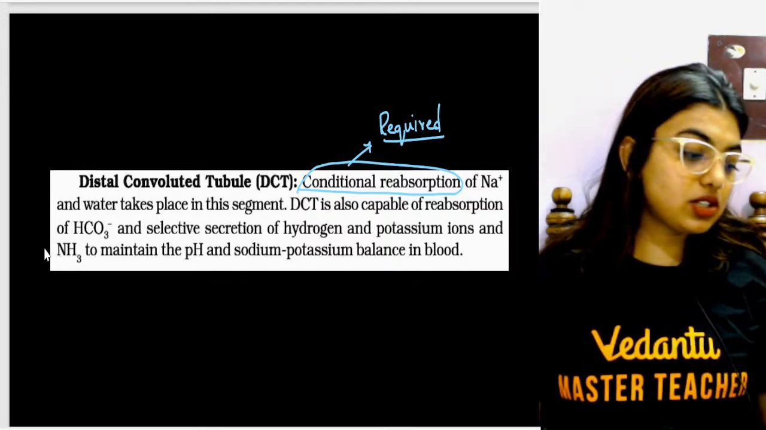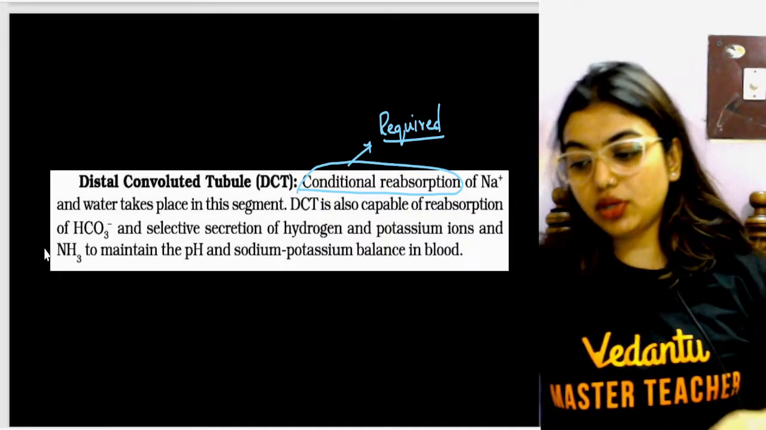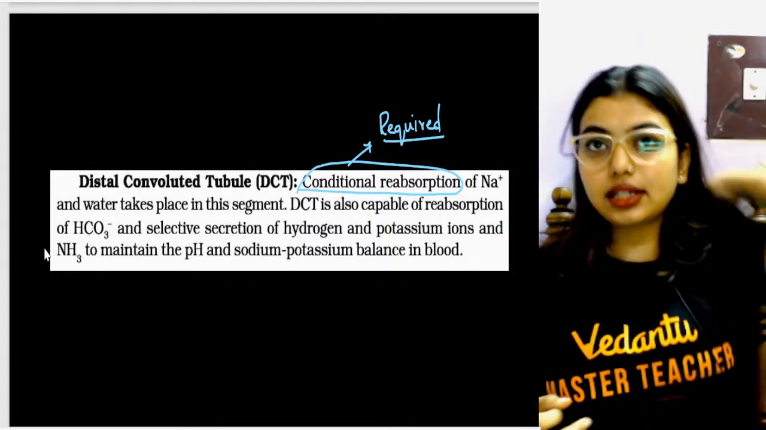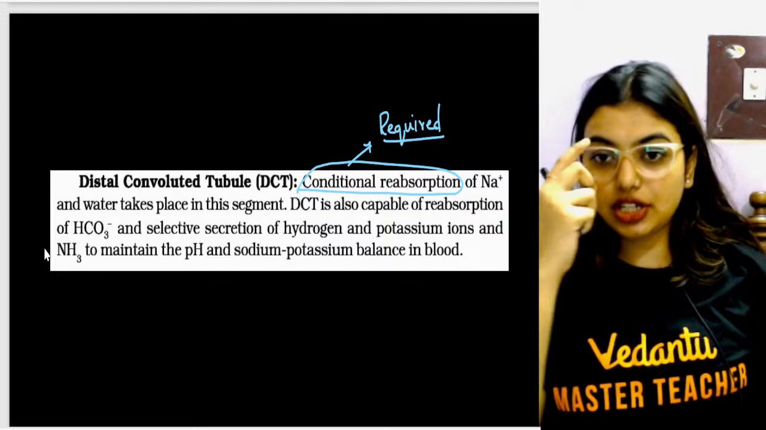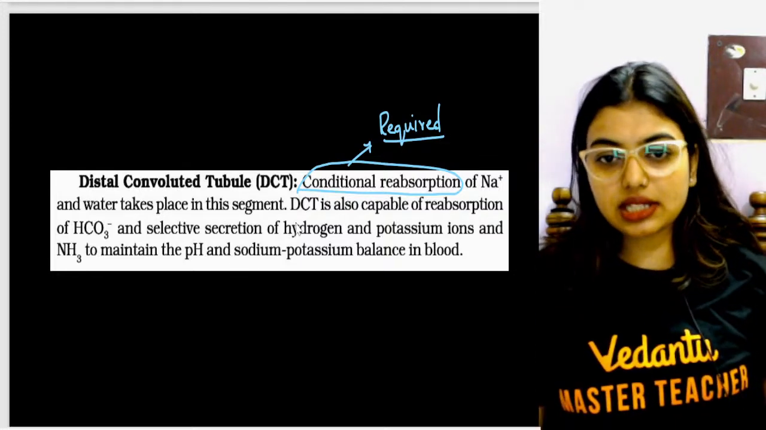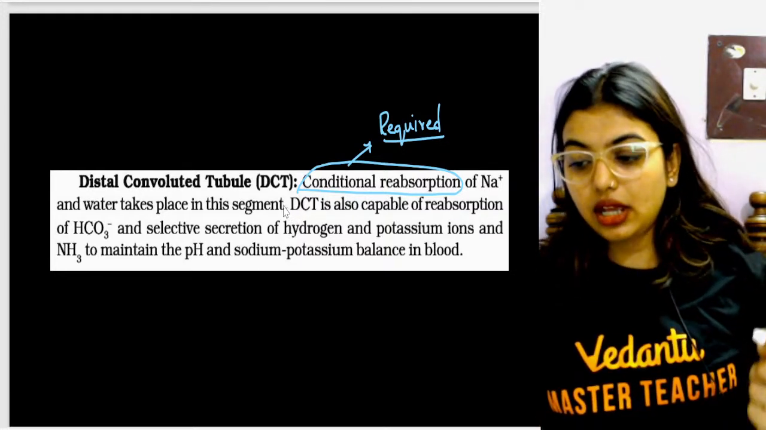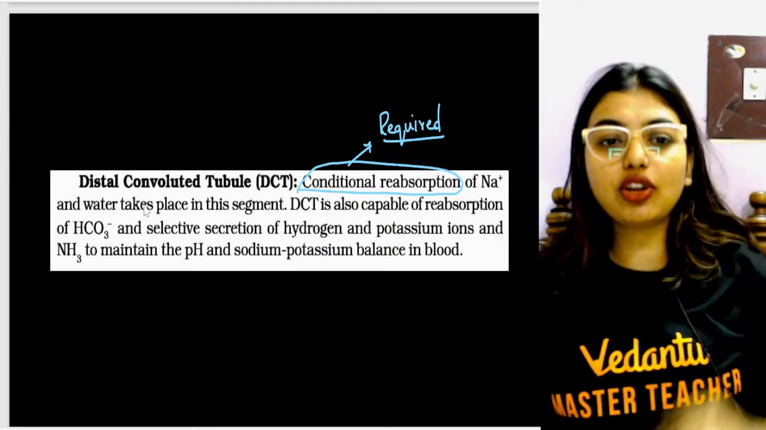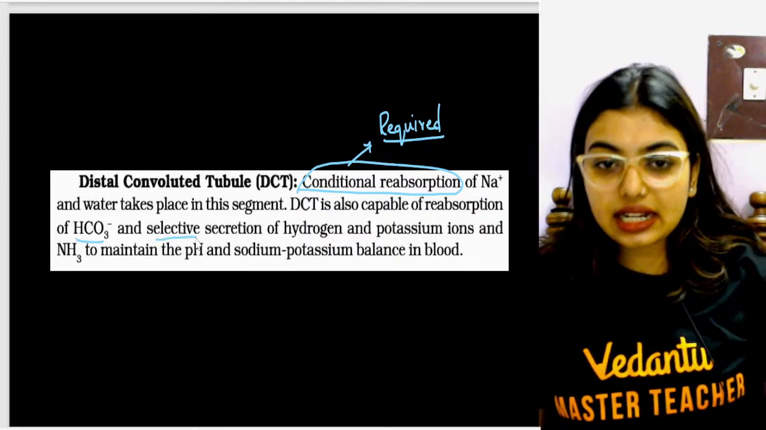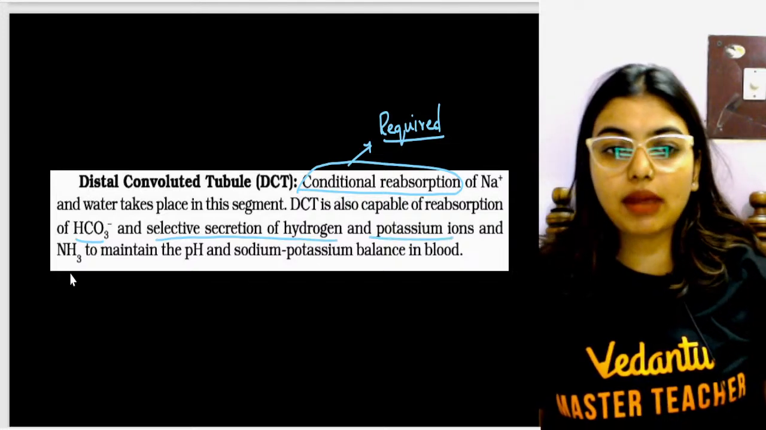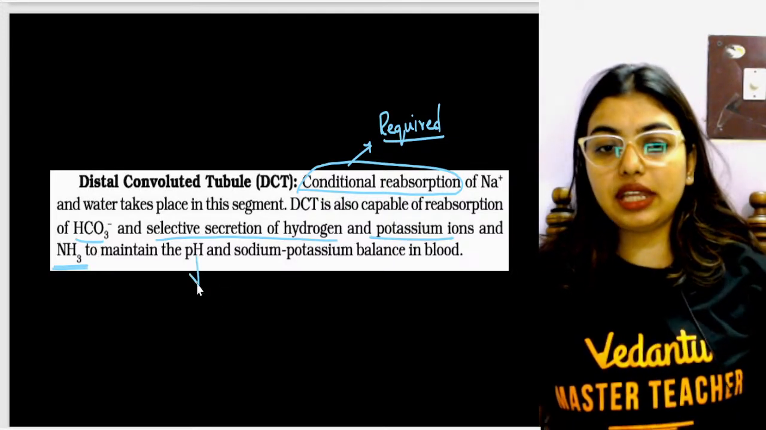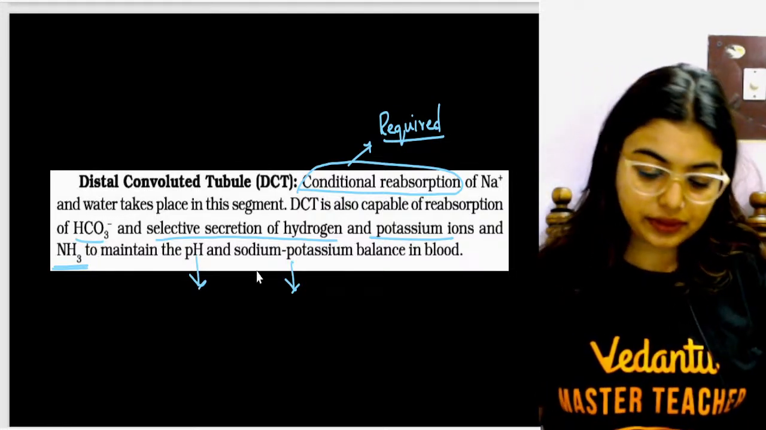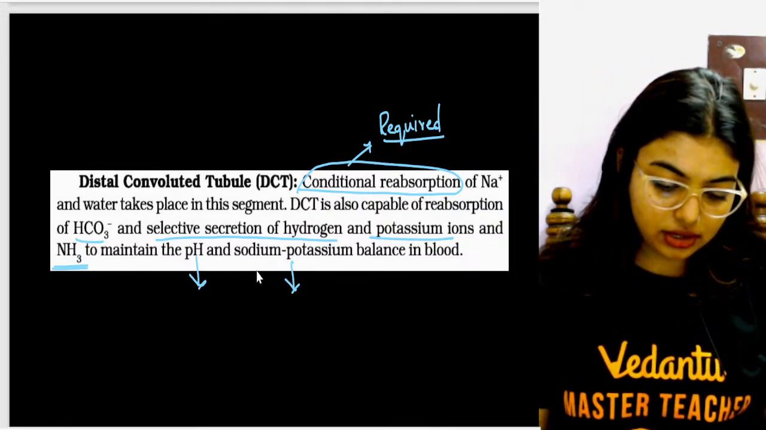Homeostasis is the maintenance of your body temperature. Now students, DCT is conditional reabsorption of sodium and water in the segment. DCT is also capable of reabsorption of HCO3 minus and selective secretion of hydrogen, potassium and ammonia to maintain the pH and the sodium potassium balance. Understood? Clear or not?